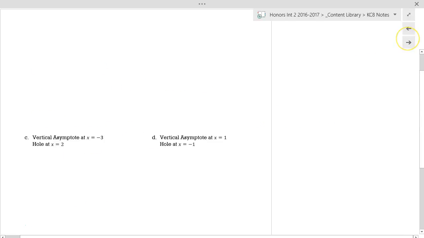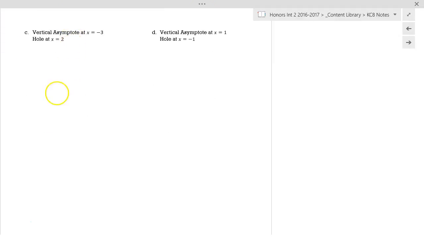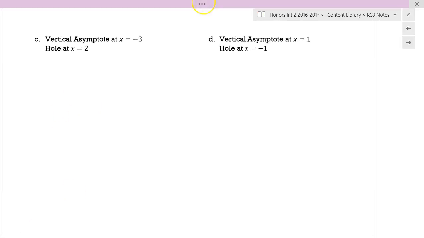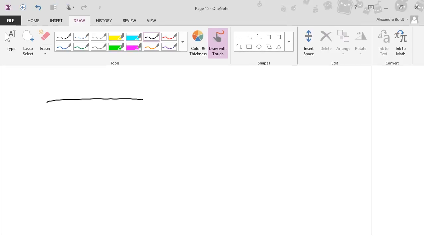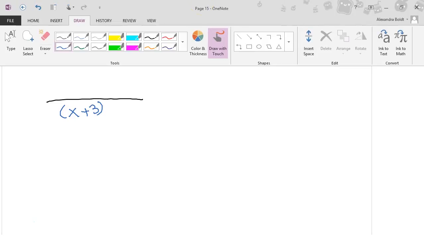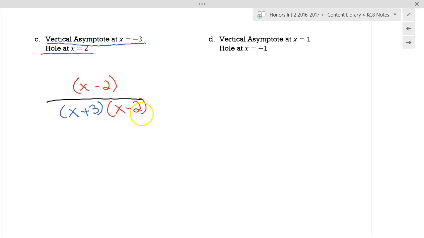All right, 2 more examples. Looking at B. I have a vertical asymptote at x equals negative 3 and a hole at x equals 2. So, vertical asymptotes just go in the denominator. So I have an x plus 3 in my denominator. Holes go in both. So I have an x minus 2 in my numerator and an x minus 2 in my denominator. And that's my function. Done.